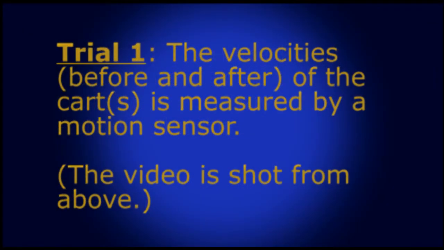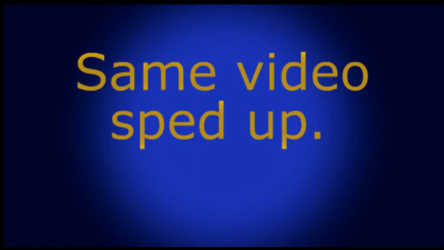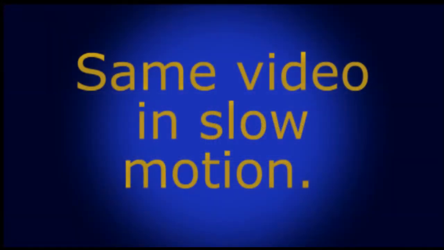A motion sensor placed at the start of the track records the velocity of cart 1 throughout the demo. The trial video begins with a top view of the stationary cart 2, with cart 1 approaching and then colliding with it. A sped-up version of the video brings out the change in speed. A slow-motion version of the video brings out the more complicated interaction as the Velcro is taking hold.